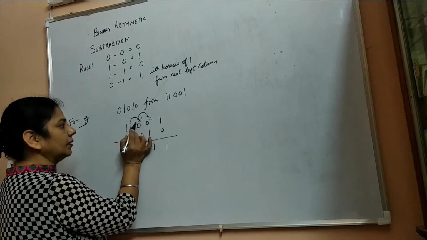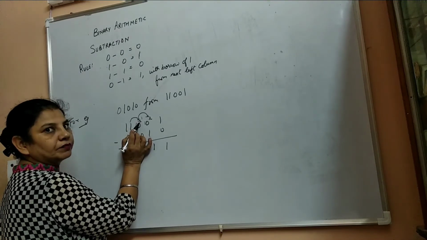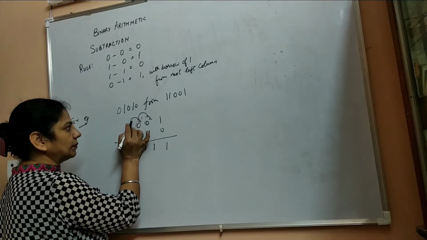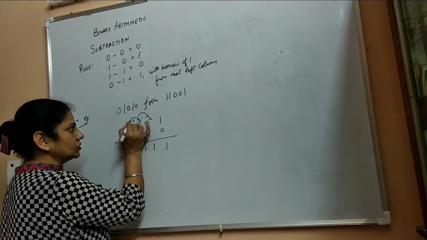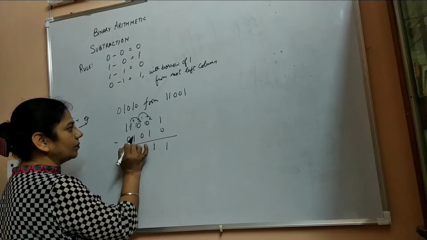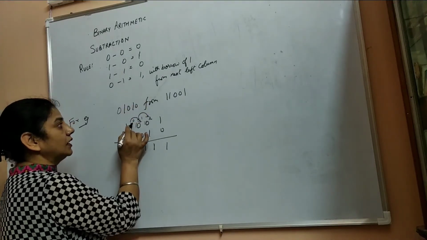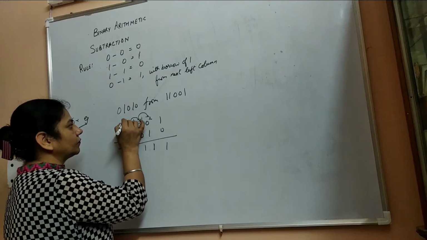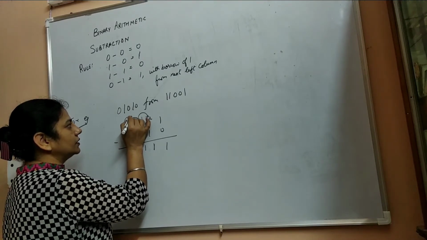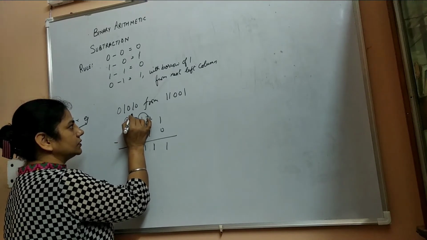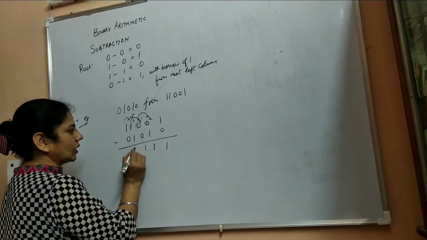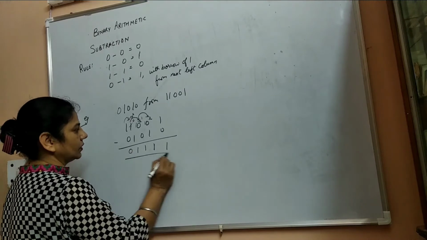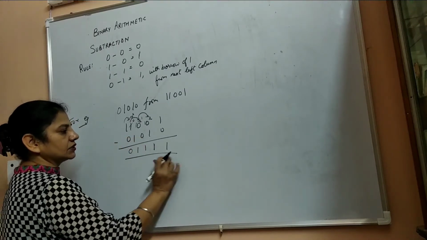Now it had already given 1 to the next column, so this reduces to 0 only. Now 0 minus 1, again 0 minus 1. This is 0, it has to borrow from the next left column. It borrowed from here, it becomes 1 0, again 1 0 means 2. 2 minus 1 is 1, and this we are left with 0. 0 minus 0 is 0. So this is my result.